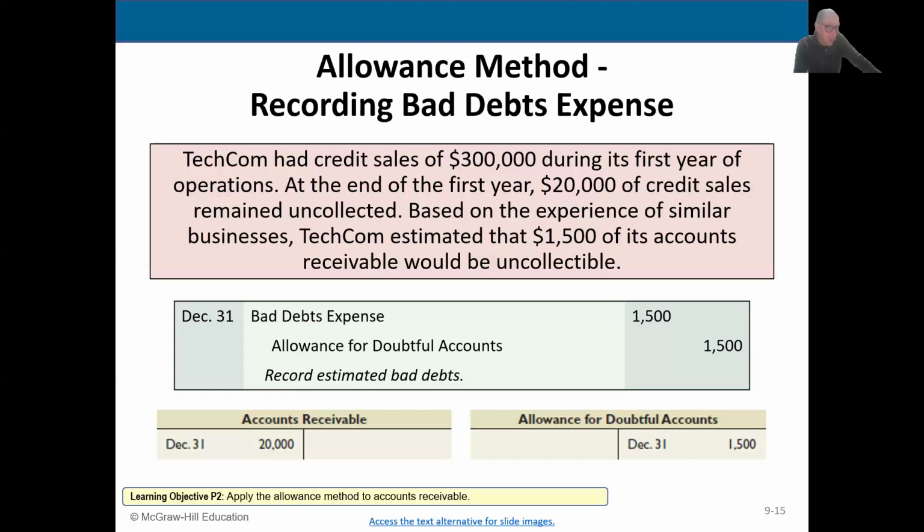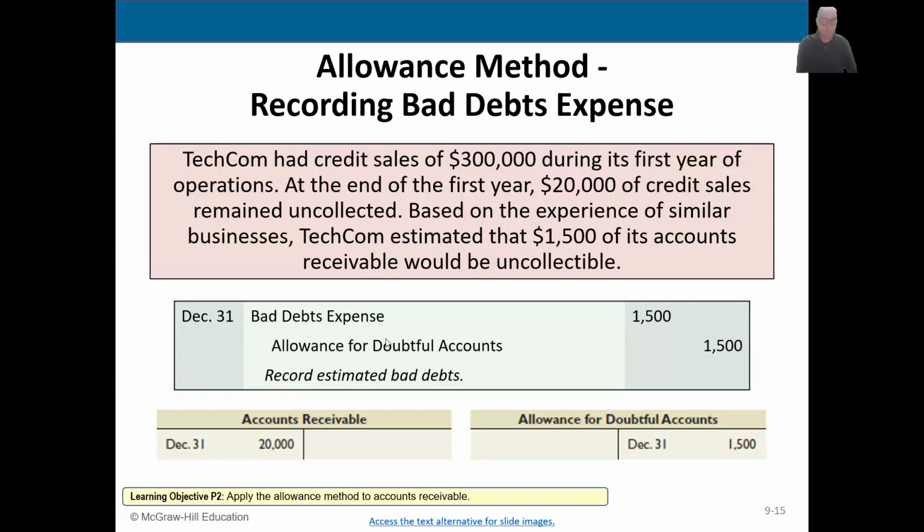Okay, it happens, right? Something happens to the customer, or the customer disappears, or they give us bad information, or whatever, right? They just don't pay us. So we allow for it. In this example, 1,500 bucks. So what we do is we debit bad debt expense and you'll notice the date at the end of the year. Yeah, because we have to apply the estimate within the same accounting period, meaning the same year. So we debit bad debt expense 1,500, and we credit the allowance for doubtful accounts 1,500.